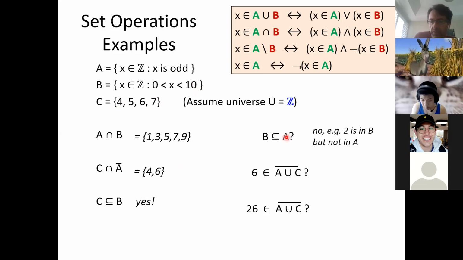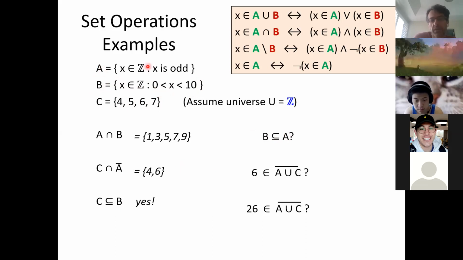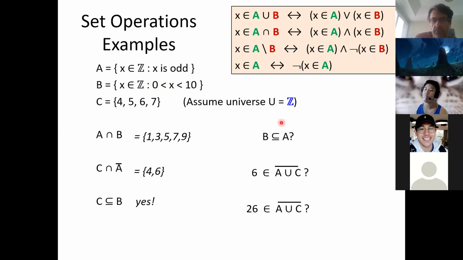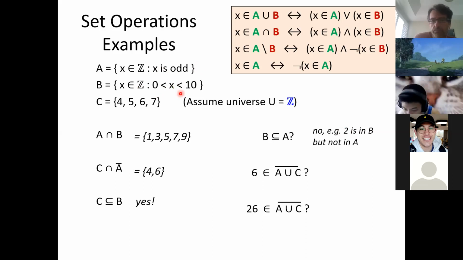Okay, now, is B a subset of A? So is it true that for every X, if X is in B, in other words, if X satisfies this constraint, then it also follows that it's in A, namely that it satisfies this constraint. And that statement is not true because it's not true for all the even elements in here, right? So for example, 2 is in here and it's not part of set A. There are other counterexamples, 4, 6, and 8.